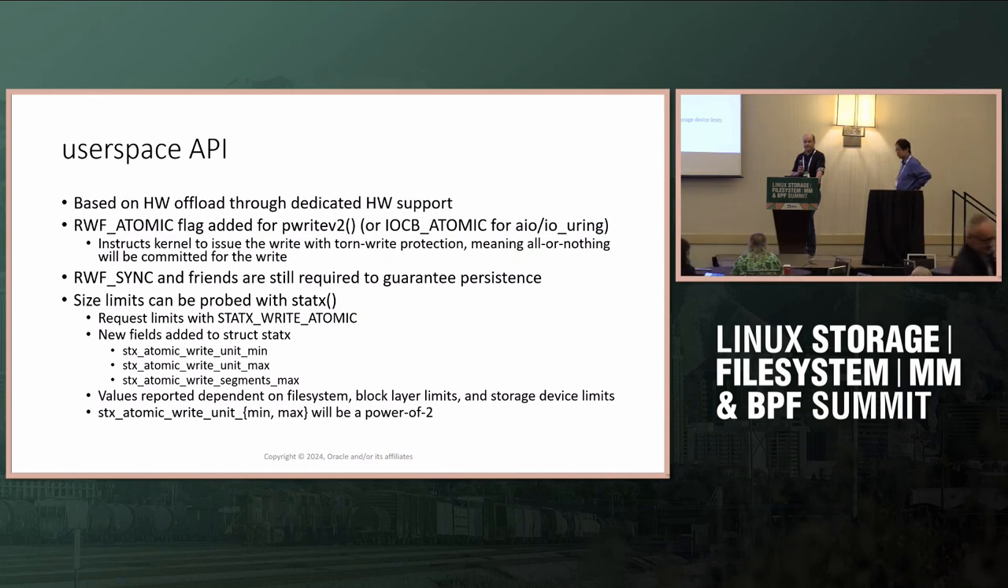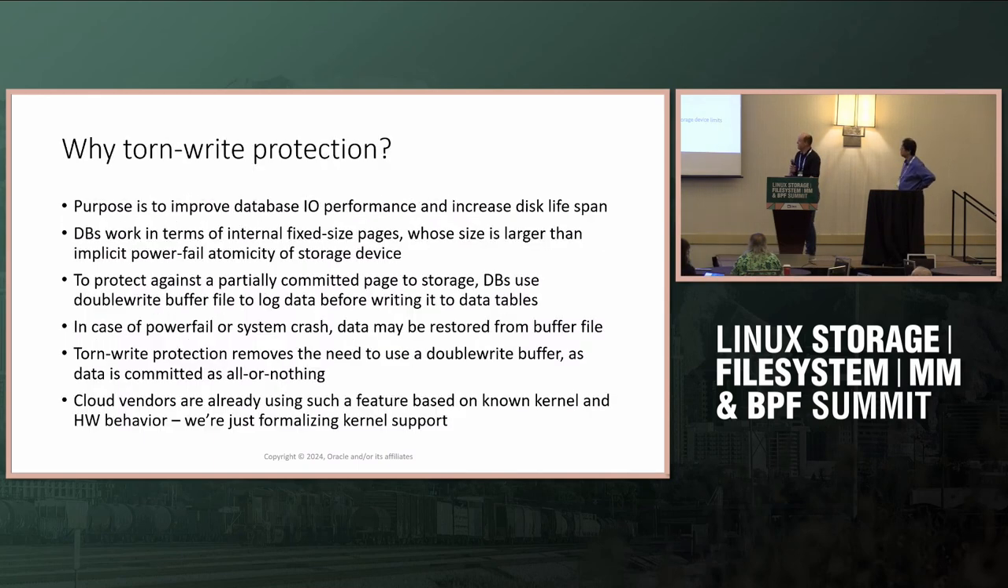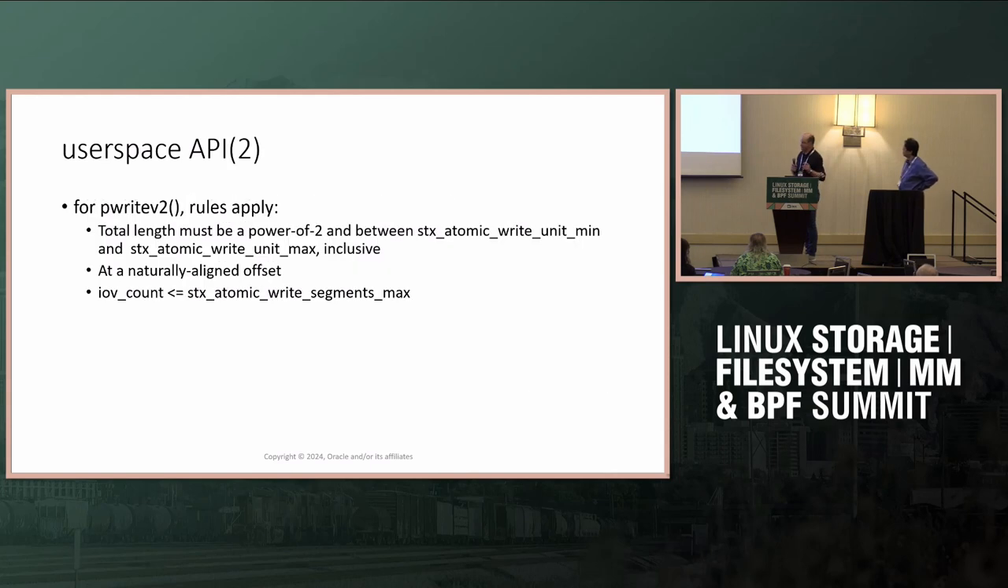And if you switch to the next slide. Right. That one. Buttons are small. A naturally aligned offset. What is naturally aligned? Meaning that, for example, an 8K write will be at an 8K boundary. That's what naturally aligned means. Okay. Or 16K will be on a 16K boundary, at least.